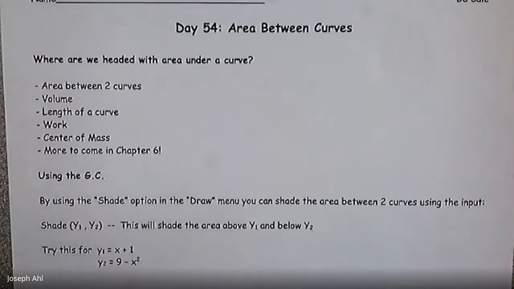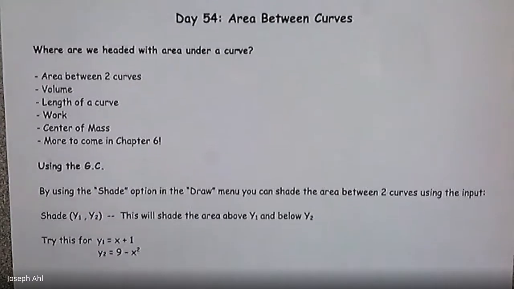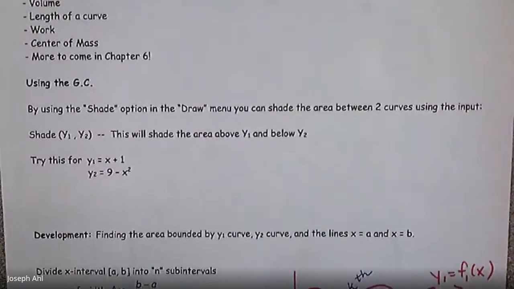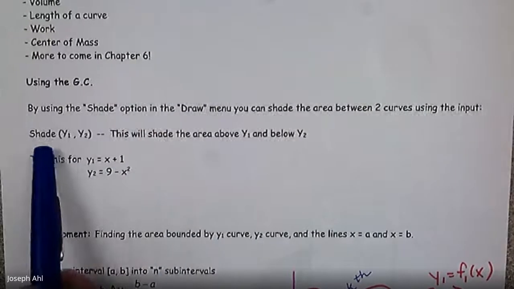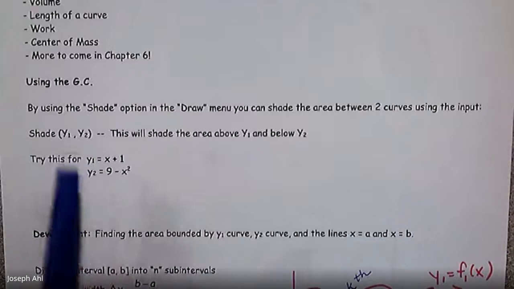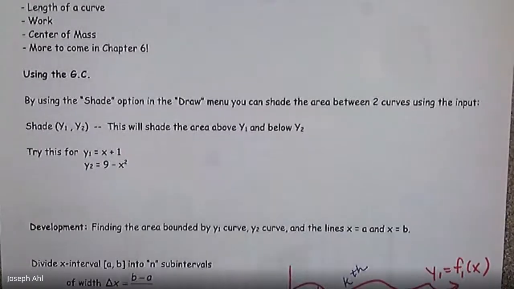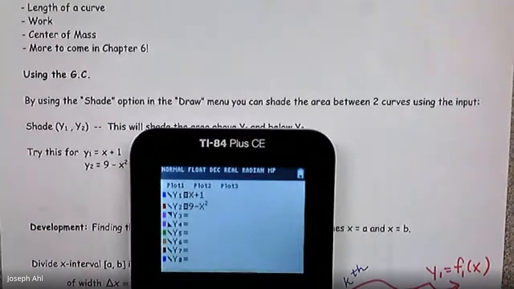So to get started in thinking about area between curves today, we're going to use something cool on the calculator called the shade option in the draw menu. We can actually shade the area that we're talking about between two curves using the input shade y1 comma y2. This will shade the area that's above what's in y1 and below what's in y2. So right now I have typed into y1 x plus 1 and then 9 minus x squared in y2.